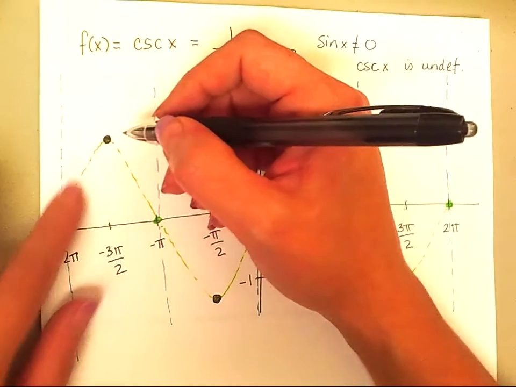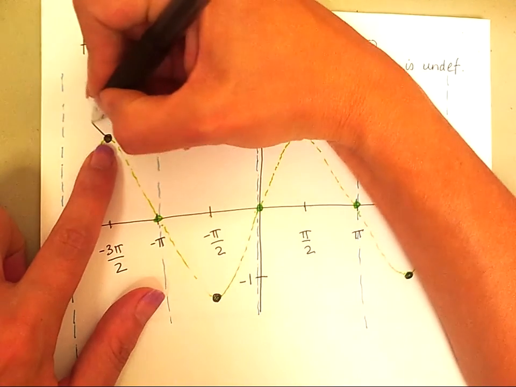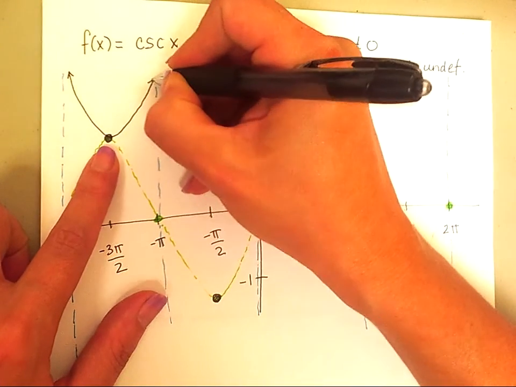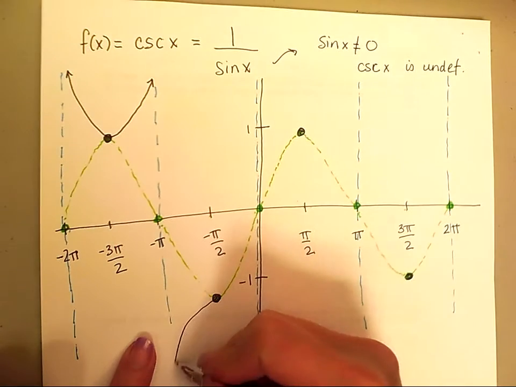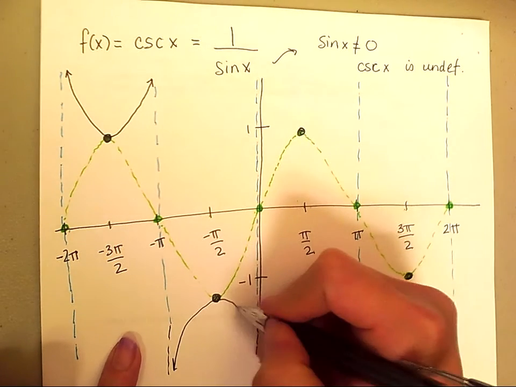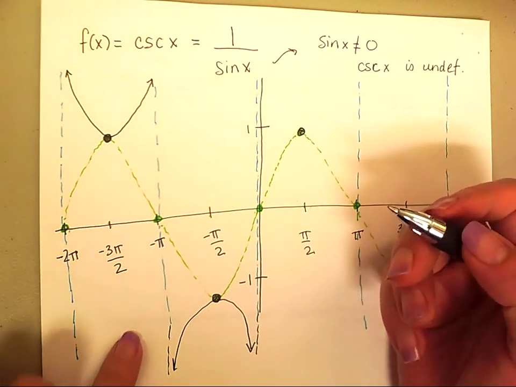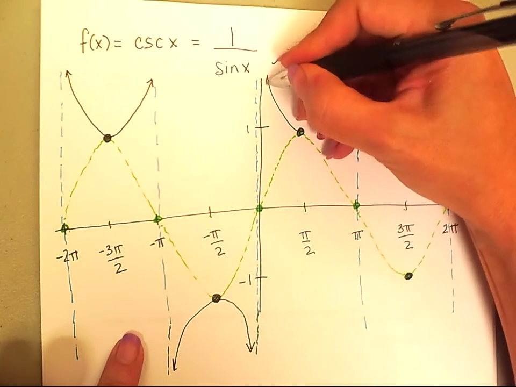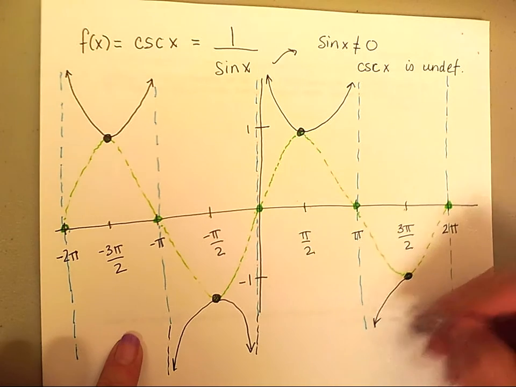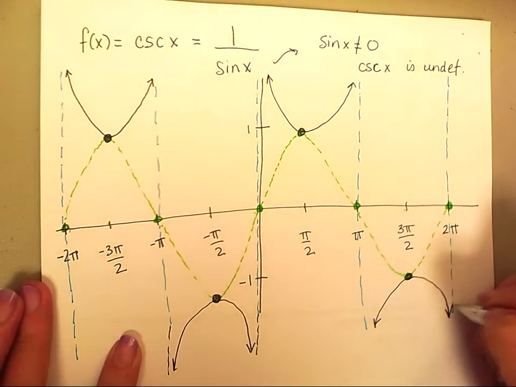And now it'll do the opposite. So if this is pulling down towards the x-axis, it's going up towards infinity here and infinity here. Here down towards negative infinity. Should probably extend these asymptotes. And down towards negative infinity. Then up, and down, and down.